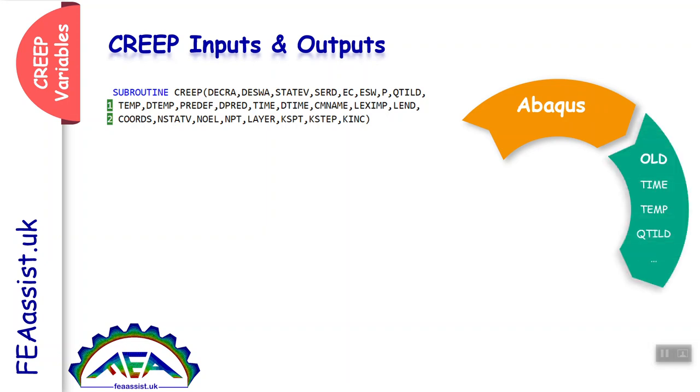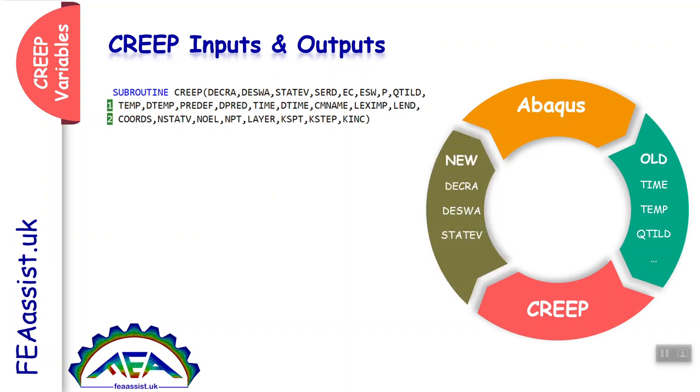actually transferring the variables, which are time, temperature, and deviatoric stress, into the creep subroutine. In the subroutine, we need to define the creep strains or swelling strains and the state variables, and return them back to Abaqus. Abaqus will again use the creep strain to compute the temperature, the stress, and these variables, and this loop will continue to solve our problem. This is how Abaqus and the creep subroutine interact with each other, which is very important and necessary to write a good creep subroutine.